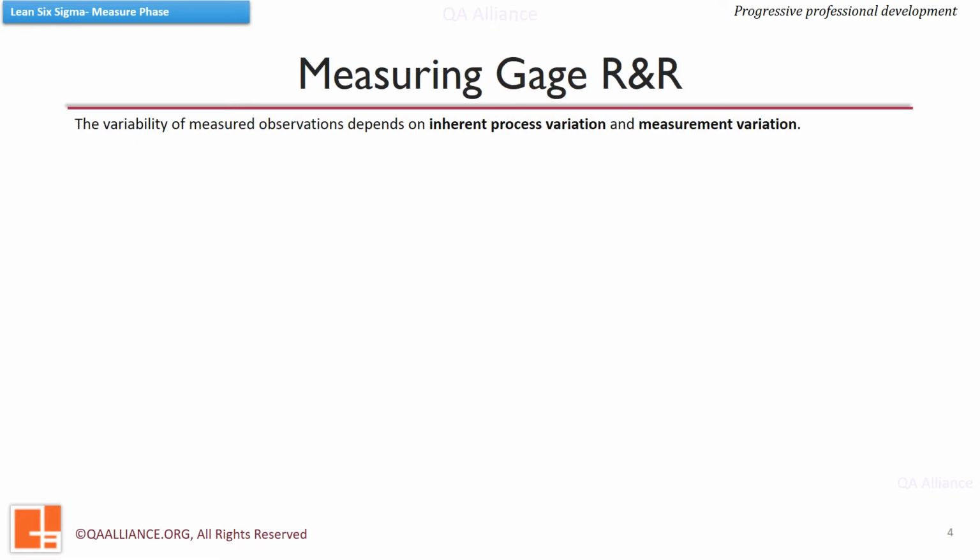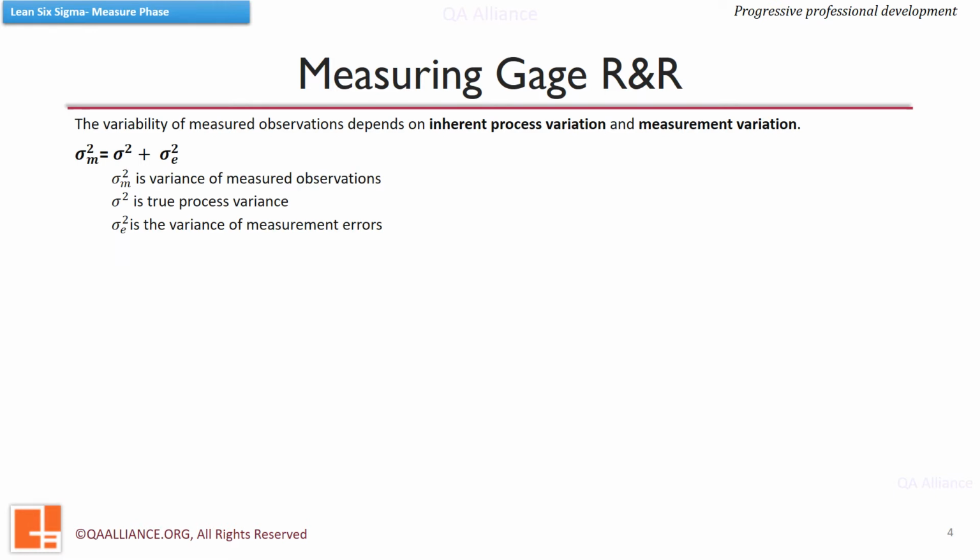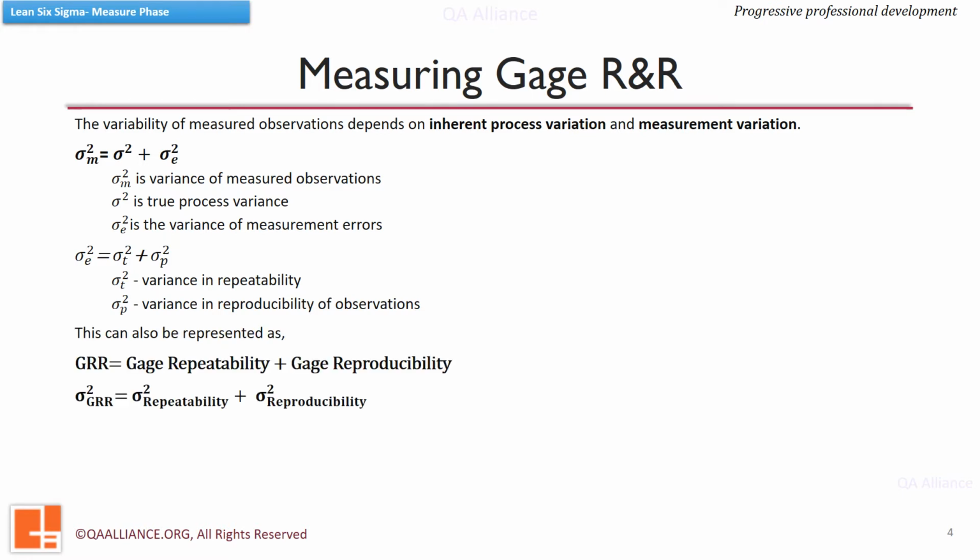As we know that the variability of measured observations depends on inherent process variation and measurement variation, we can denote it with the help of this equation. Sigma m square is equal to sigma square plus sigma e square. Here, sigma m square is the variance of measured observations, sigma square is true process variance, and sigma e square is the variance of measurement errors. Sigma e square can be calculated by adding sigma t square and sigma p square, the variance in repeatability and reproducibility of observations, respectively. We can thus represent the gauge R and R as the following equations.